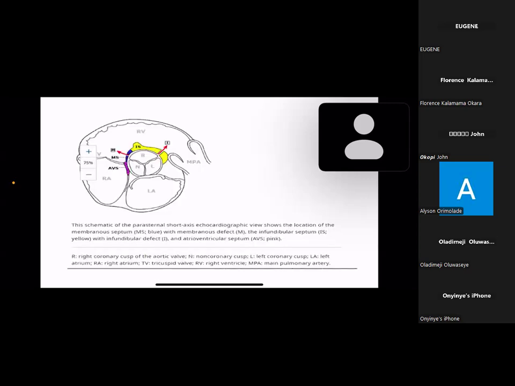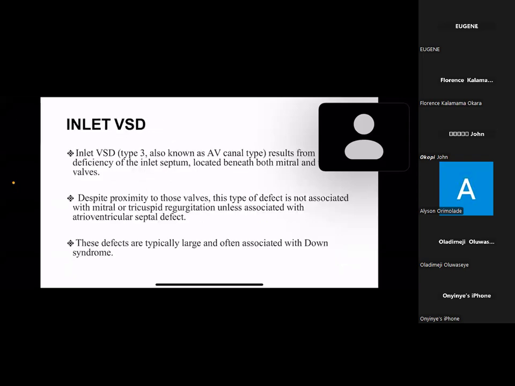This is a pictorial representation trying to show the membranous defect, which is known as the MS. The membranous defect in parasternal short axis is actually closer to the tricuspid valve, while the infundibular defect, which is also the crista defect, is the one closer to the pulmonary valve.